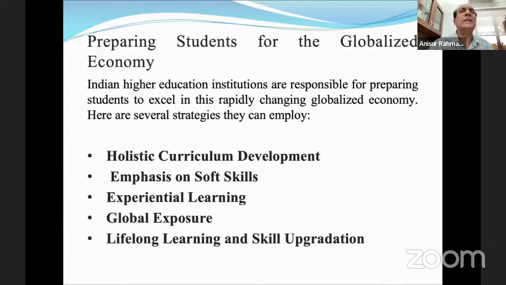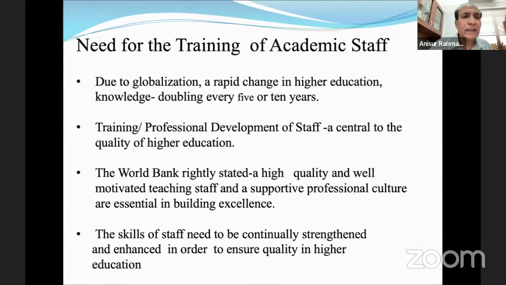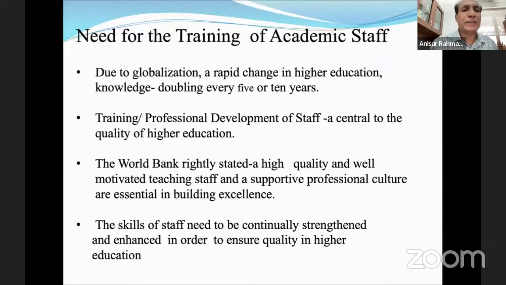So I think whatever was happening in the past, the same thing is not going to happen right now. Again, this is very important. So there's a need today for training of the academic staff. Gone are the days when this kind of situation was not there. On account of globalization, there's a rapid change in higher education. Knowledge is doubling, or multiplying like anything. So unless we have this kind of exposure, such as NEP orientation and sensitization, which is also known by different names.